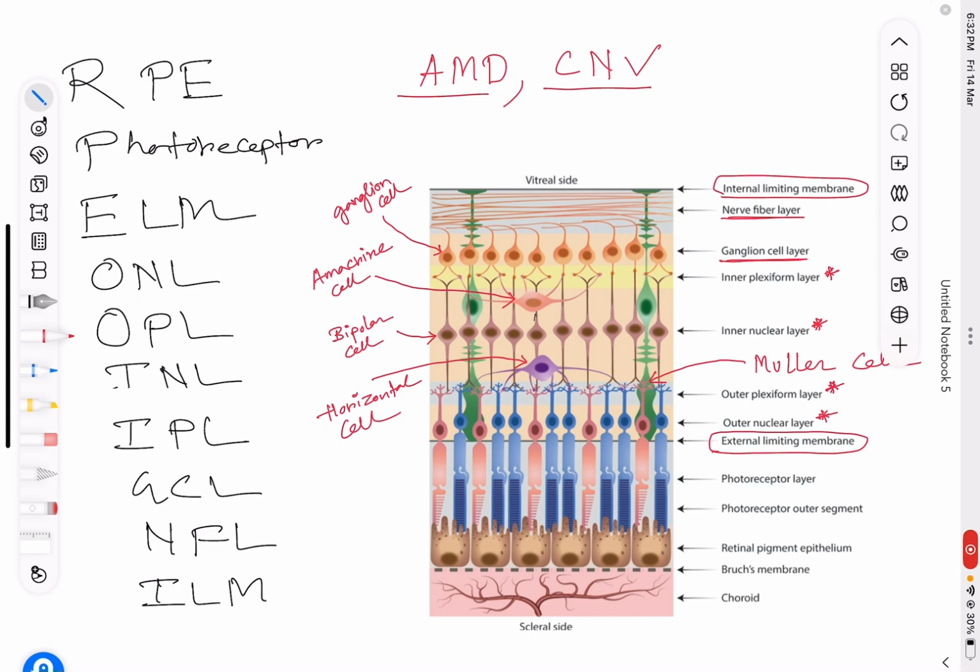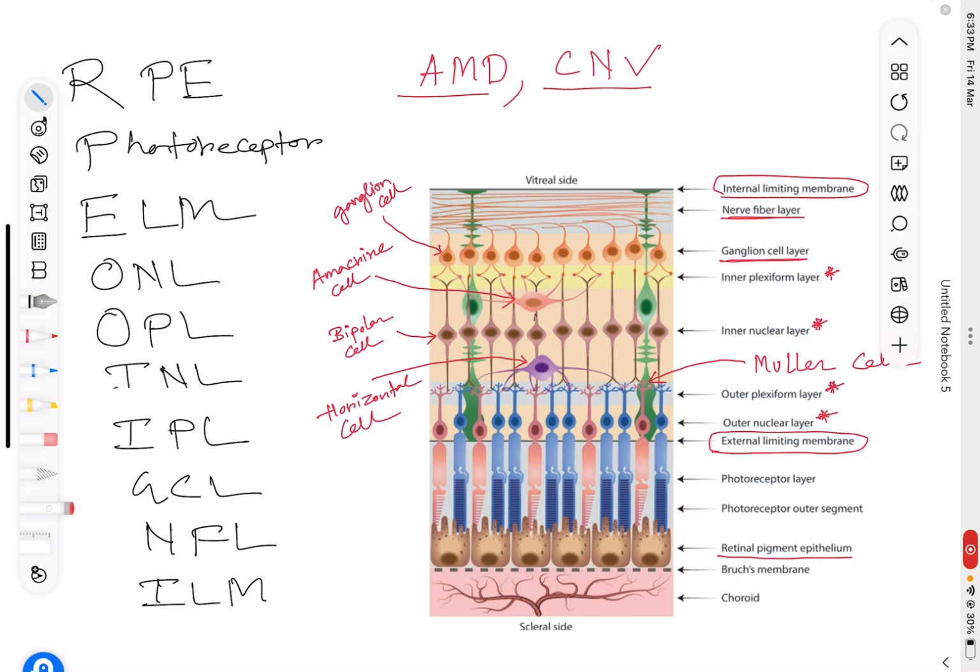Now coming back to the retinal pigment epithelium. This layer contains a single layer of pigmented cells. What is the function of these cells? The function of these cells is to absorb the stray light. The photoreceptor cells, rod and cone, get signaled by light, but whatever stray light is left is absorbed by this single layer of pigmented cells.